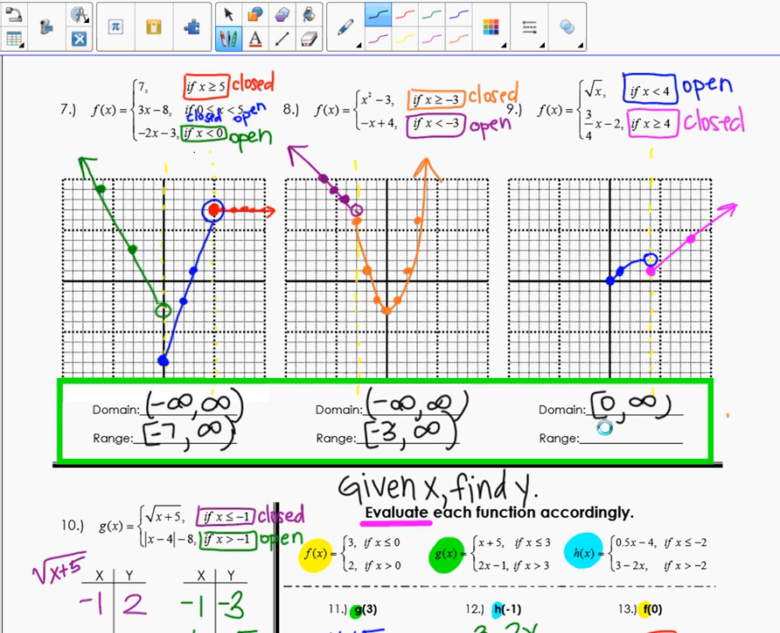And then your range, same thing. There's nothing going on down here at all. So the smallest y value you have is 0. And then it does go on forever because this pink line would get bigger and bigger and bigger and bigger. So your domain and range are both going to be 0 to infinity with a bracket.